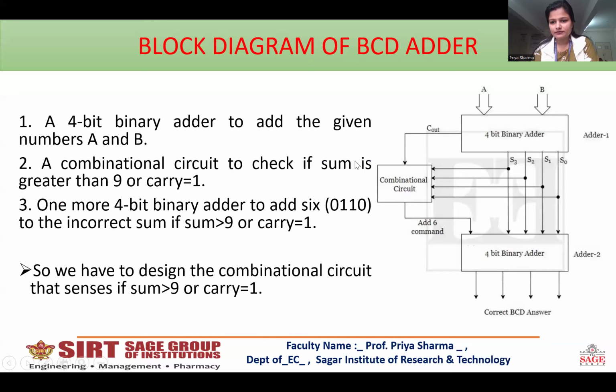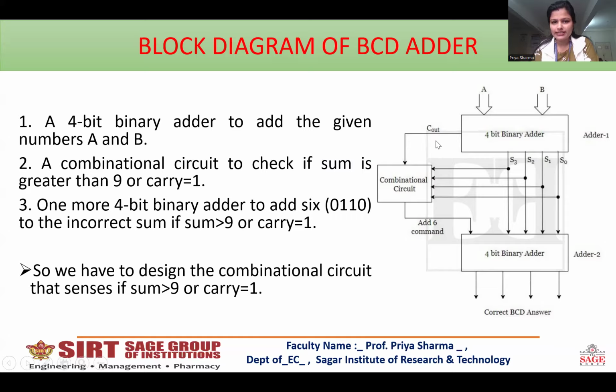This is the basic logic diagram of the BCD adder. Here we have to use two 4-bit binary adders and a combinational circuit which will add 6 and give the result to the second binary adder, and hence the corrected BCD answer will be given over here. So a 4-bit binary adder is used to add the given numbers A and B, and a combinational circuit checks if the sum is greater than 9 or carry equal to 1.